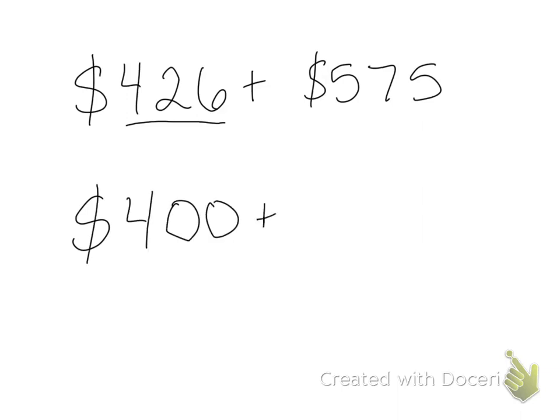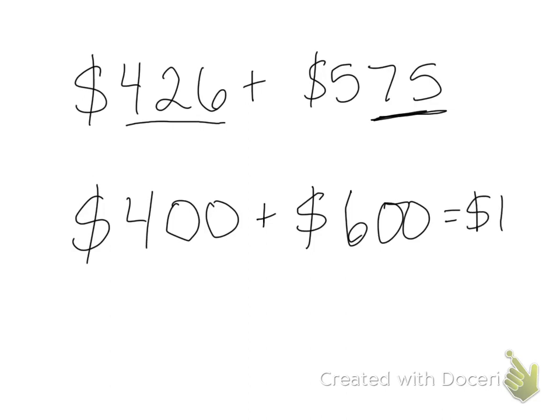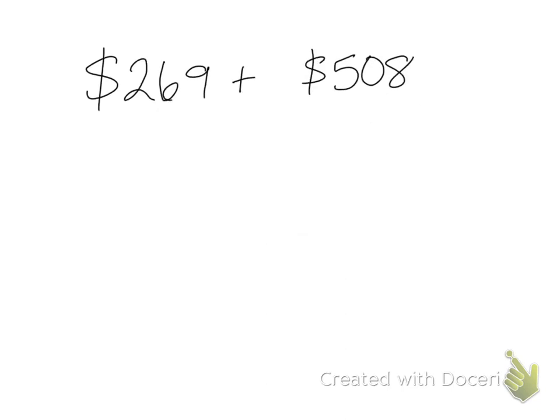Okay, so let's look at 575. And we look at the last two digits, 75. And I know that 75 is bigger than 50. So 575 we're going to round up to 600. Now I can add these. 400 plus 600 equals 1,000.